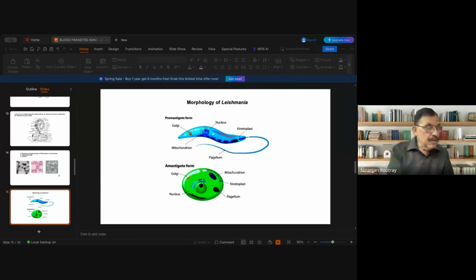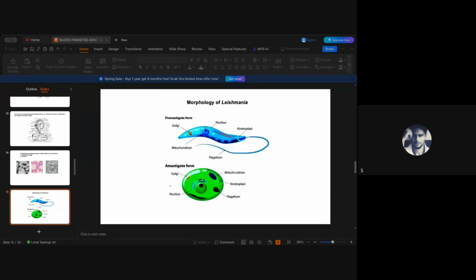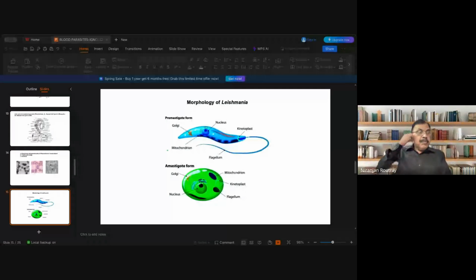So leishmania, it is also a blood parasite, leishmaniasis. So this leishmania morphology, we can see here. Now, leishmania species, there are basically, it is an intracellular, okay? Intracellular, like that of the malaria parasite.